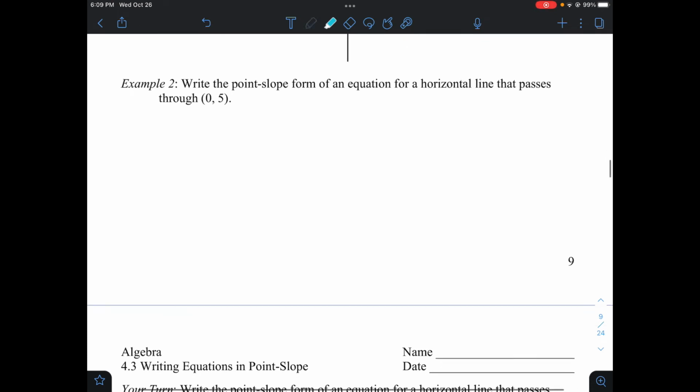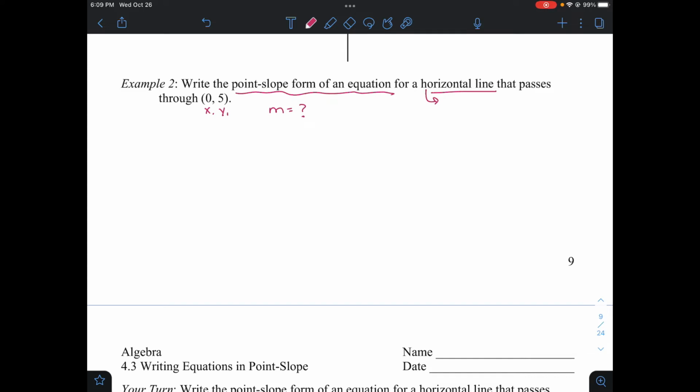It says write the point-slope form of an equation for a horizontal line that passes through the point (0, 5). So I see they gave us a point, so x1, y1, but what they did not give me was the slope. So we need our slope. All right, what they told me though, we had a horizontal line.